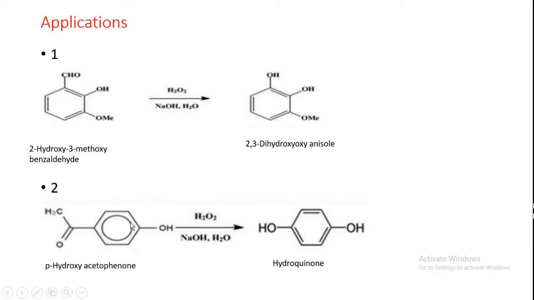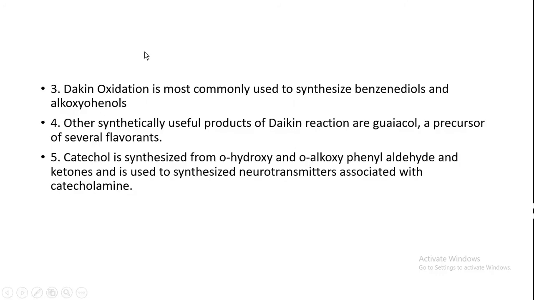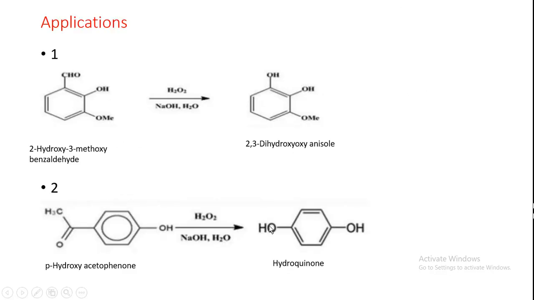See here, this is C double bond O CH3, that means one ketone group. So this ketone group will change to a hydroxyl group. This is one more important synthetic application of this Dakin reaction. Next, Dakin oxidation is most commonly used to synthesize benzene diols. We already saw this is a benzene diol, correct? Two hydroxyl groups are there, so it is a benzene diol.